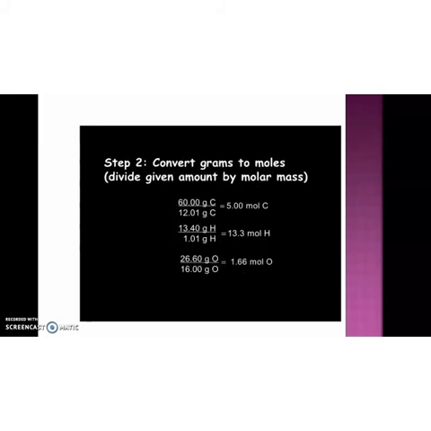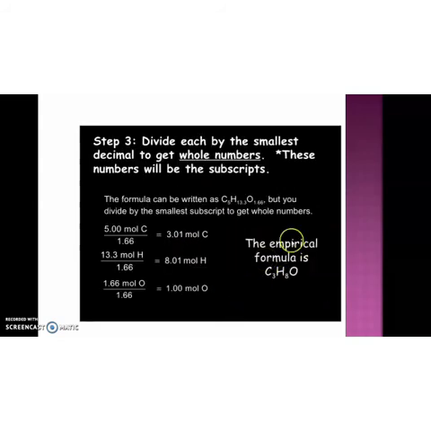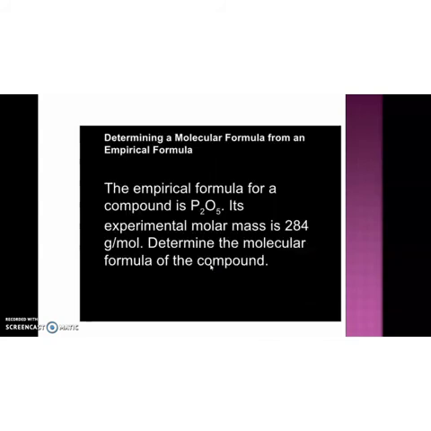So here we find out the number of moles. So the smallest number is 1.66. So divide these three moles by 1.66. So we get the empirical formula and the decimal part is being removed. Look at another step.